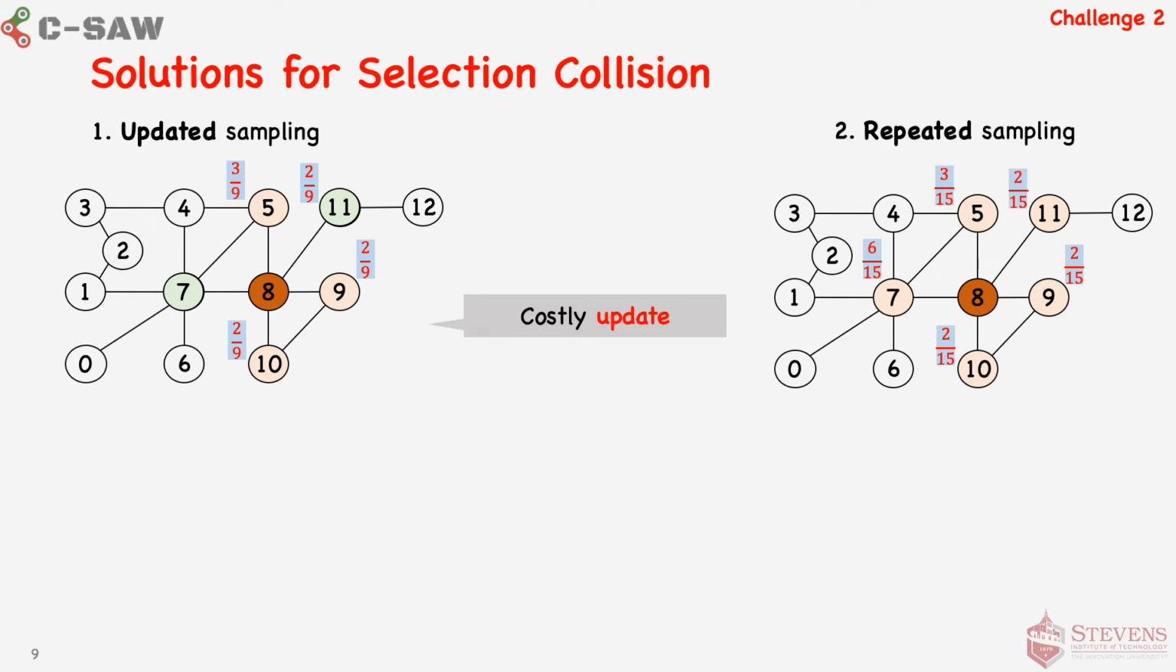Another solution for selection collision is repeated sampling. In this technique, we repeat the sampling until we acquire unique neighbors. First, each thread samples a neighbor independently. As there is a selection collision for a thread on vertex 7, one thread repeats the sampling process. There is again a selection collision as vertex 7 is sampled again. Finally, in another repetition, the thread is able to sample a unique neighbor. This method also solves the problem of selection collision but may require a higher number of repetitions.